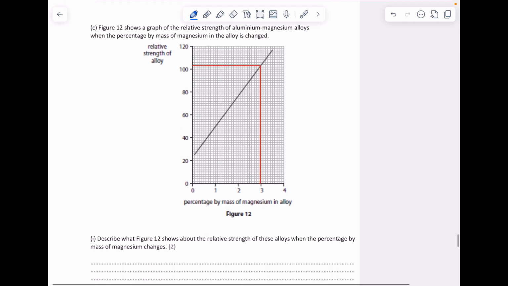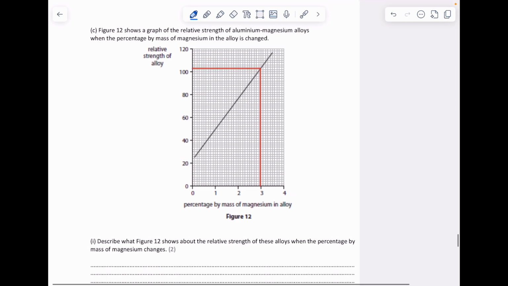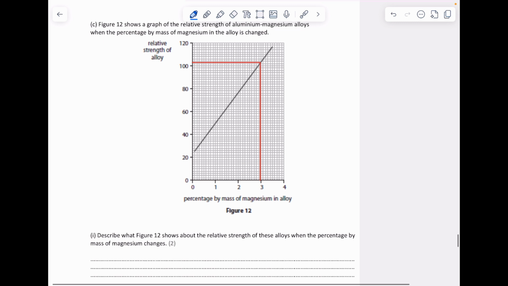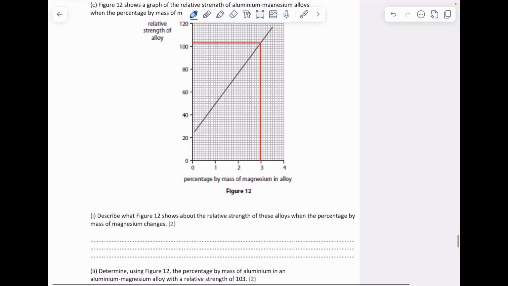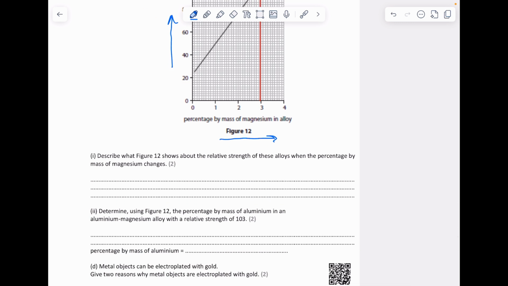Okay, so we have a graph set up for us to use to help us answer these questions. And the first thing is to describe the relationship between the relative strength of the alloy and the percentage of magnesium. So as you can see from the graph, as the mass of magnesium increases, then the relative strength increases. That's all we need to say for 1 mark for each of those two.